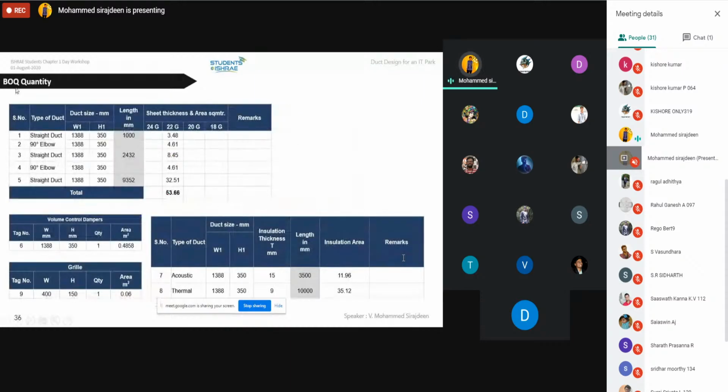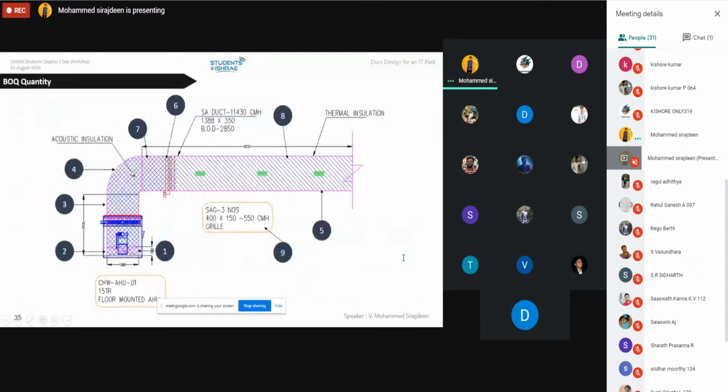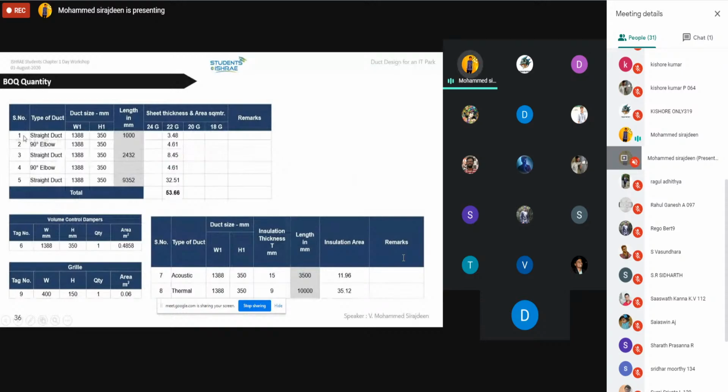Then how can we take a quantity? I have mentioned the tag numbers. By using the tag numbers, tag number 1 is straight duct, tag number 2 is elbow, tag number 3 is straight duct, 4 is 90-degree elbow, 5 is straight duct. The duct size, width and height, is 1388 cross 350. I have taken it from some project for understanding purposes, but as I said earlier we have to round off the value. 1388 means we have to round off the value as 1400.